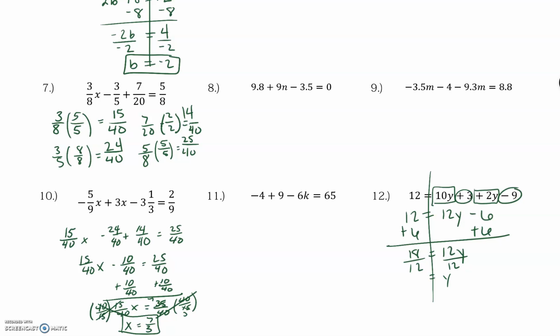Now, 12 does not go into 18 evenly, but we can simplify it. And 3 goes into both of them. So 3 goes into 12 4 times, and 3 goes into 18 6 times. And it looks like we can simplify it even further. 2 goes into 6 3 times, and 2 goes into 4 2 times. So our answer would be 3/2.